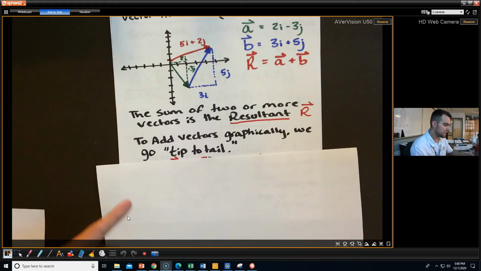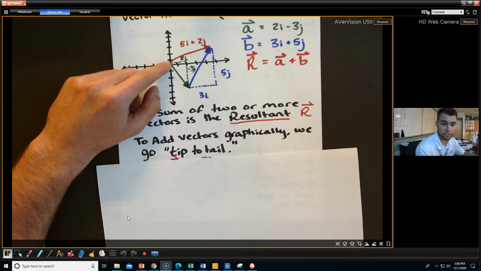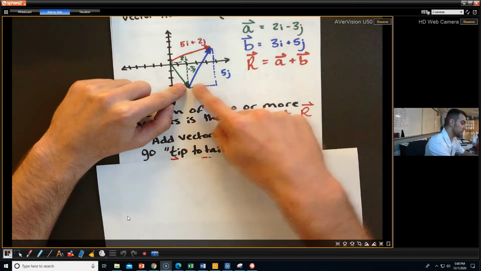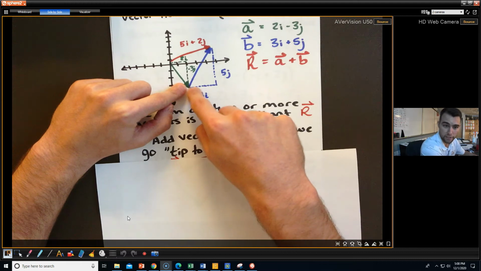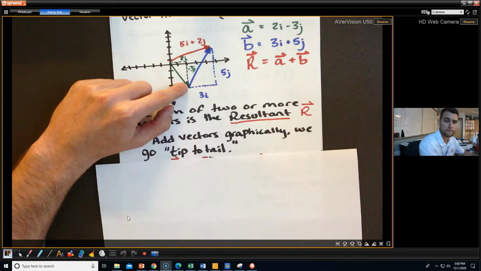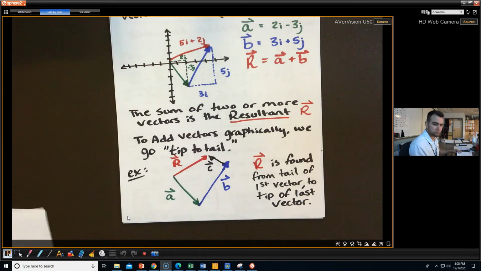And to add vectors graphically, we actually go tip to tail, right? So we go tip to tail. I start from this tail, from the origin, and then my next one, my B, what I'm adding, is going to start from this tip and end up here. And this is kind of how it would look if I just took the coordinate plane off, which I think is a little bit easier to see.